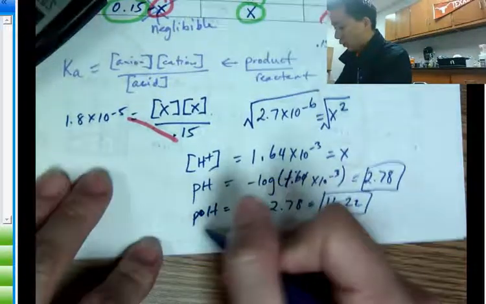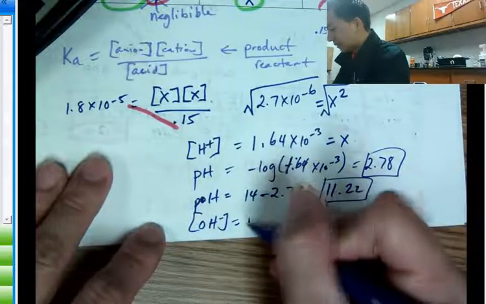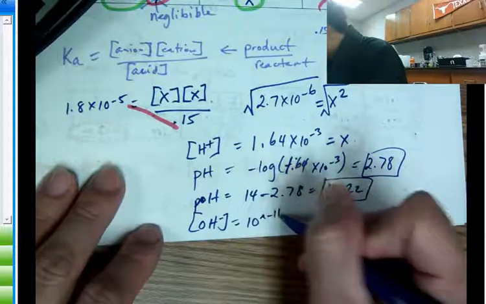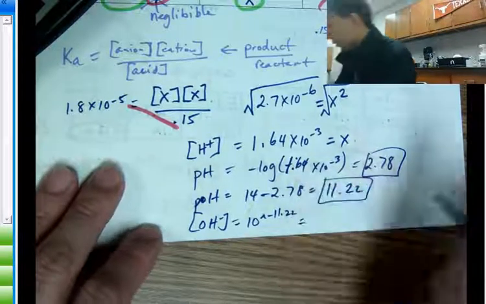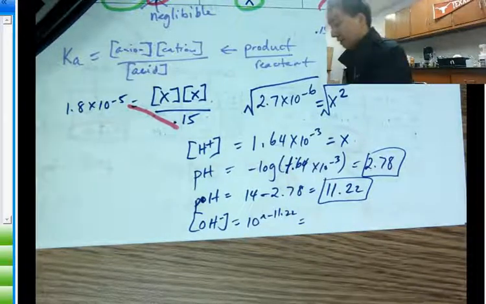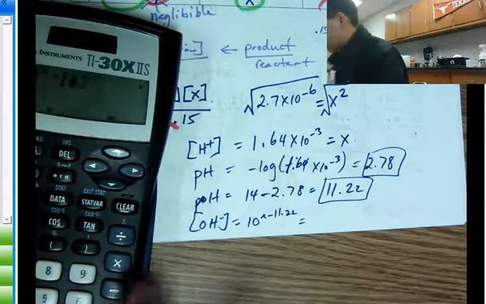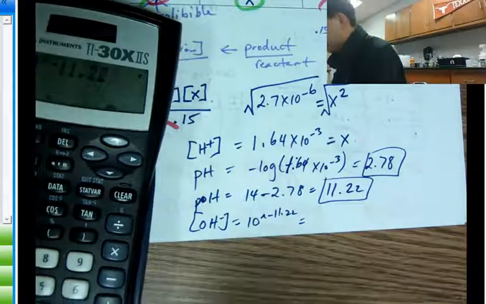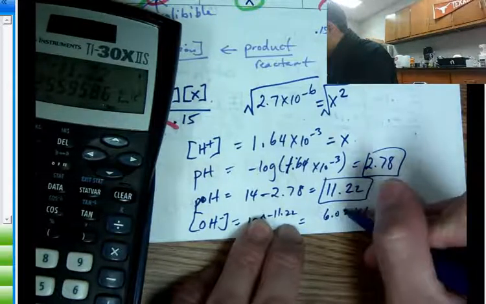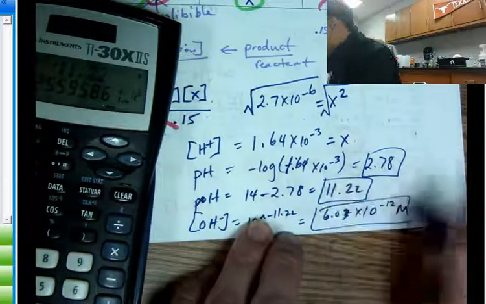And you get the OH concentration by taking 10 raised to the negative 11.22. Or you can use the concentration of hydrogen and do the same thing. So 10 raised to the power of negative 11.22. So 6.02 times 10 to the negative 12 molar for your OH. Okay?